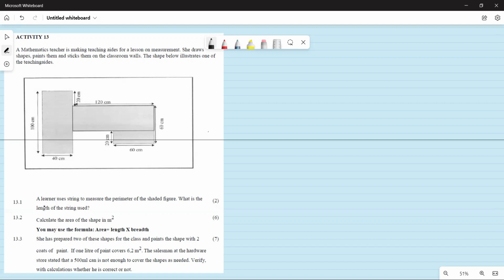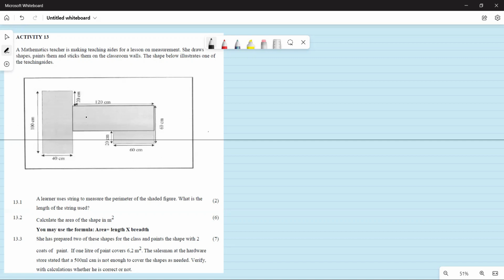Now, 13.1: a learner uses a string to measure the perimeter of the shaded figure. What is the length of the string used? So they are indirectly asking you to calculate the perimeter of this shape. So what is perimeter? Perimeter is the total distance around the edge of a shape. So we are only concerned about the outside of a shape. The inside parts will not be included in the calculations because we're only looking at the outside of this shape.